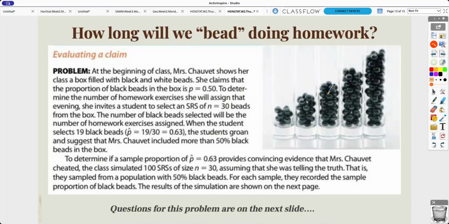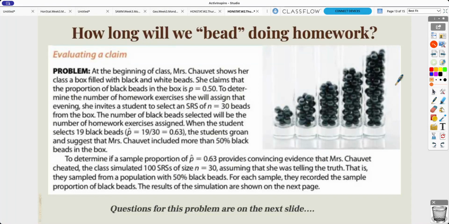When the student selects 19 black beads, in which case the proportion of that sample is 19 out of 30, which is equal to 0.63, the students groan and suggest that Mrs. Chauvet included more than 50% black beads in the box. So Mrs. Chauvet was claiming that it's 50-50, 50% black beads, 50% white beads. And the students were now saying that there might be more black beads in the box than white beads.